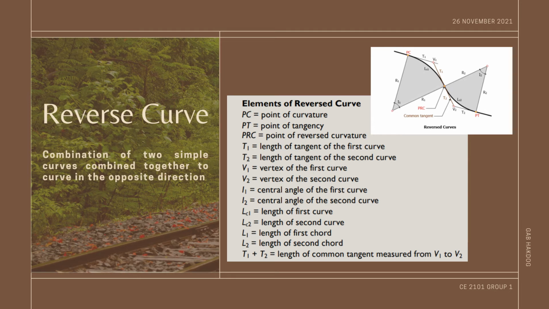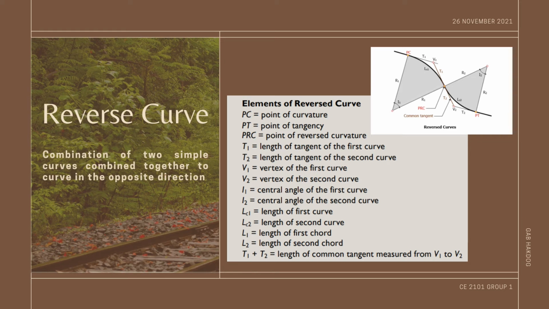Okay, so the elements of the reverse curve are the following. The PC, which is the point of curvature, the PT, which is the point of tangency, the PRC, which is the point of reverse curvature, T1 is the length of tangent of the first curve, T2 is the length of the tangent of the second curve, V1 is the vertex of the first curve, V2 is the vertex of the second curve, I1 and I2 are central angles for the first and second curves. L1 is the length of the first curve, L2 is the length of the second curve, and we also have the length of the first chord and the second chord. And T1 plus T2 are the length of the common tangent measured from the vertex of the first curve to the second vertex of the second curve. So we'll discuss this furthermore.